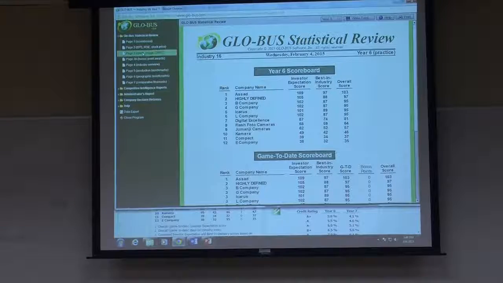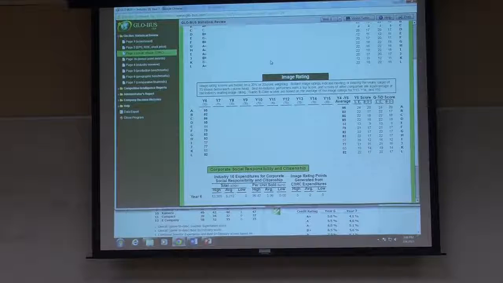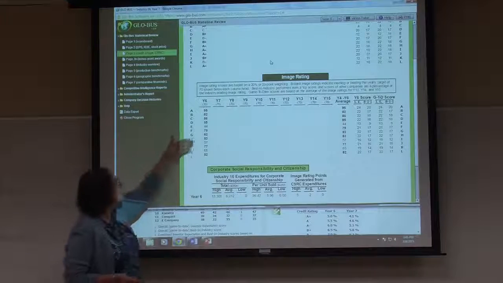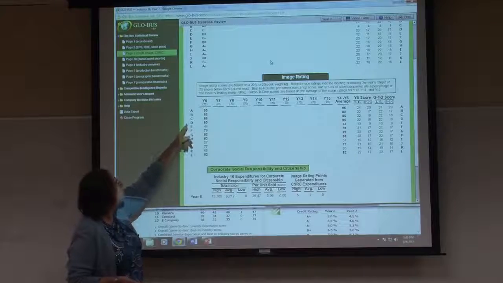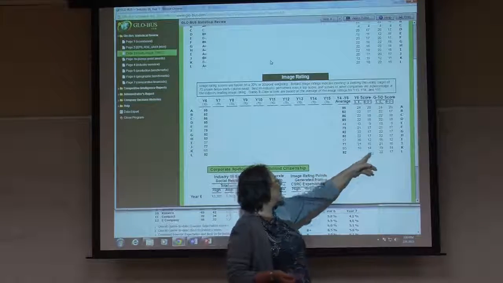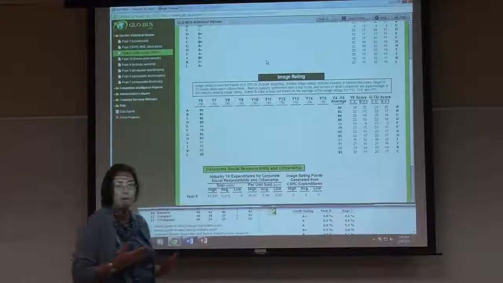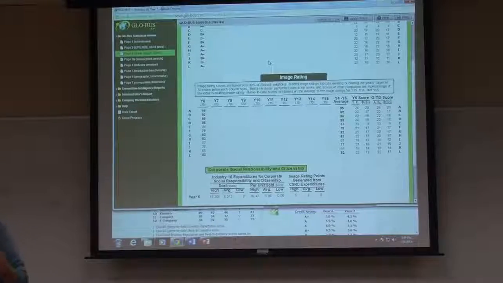So for example, if I go here, under image rating, this is a fairly straightforward concept. How do the customers perceive them? And so they get a rating based on 10 different dimensions, and they're supposed to get 70, and then they're going to be awarded points out of 20 based on how well they do. So there's a lot of feedback on whether or not they're doing well.